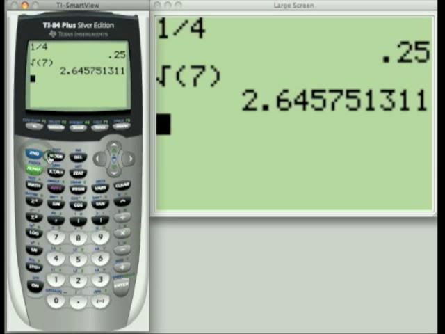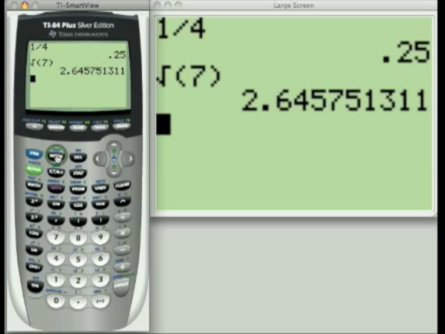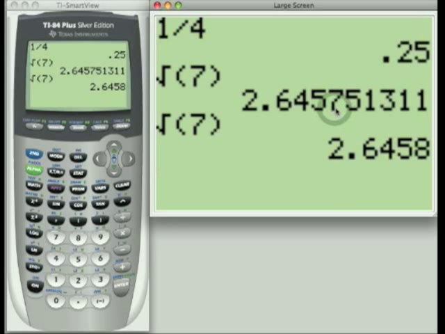Let's go back to the settings menu and switch our settings to one of the numbers. I'm going to choose 4. Let's go back and look at 1/4 and square root of 7 again. I'm going to do square root of 7 first so we can compare the two decimals. And you notice now that I only go out 4 decimals. And also notice that the calculator rounded the 7 up to an 8 because of the 5 that was in the spot next to it.